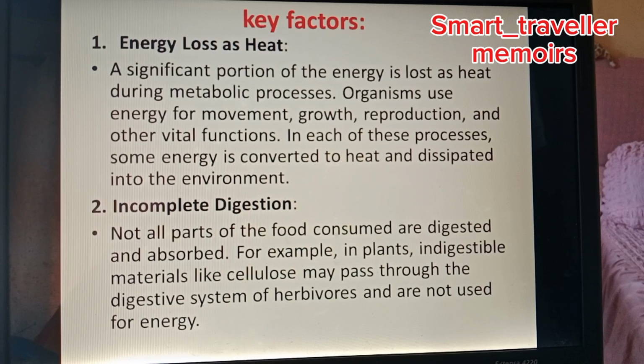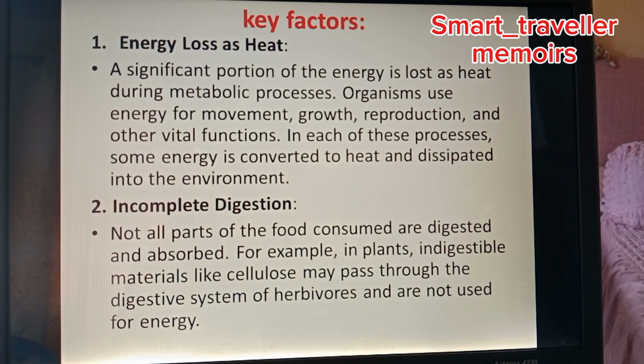Factor number 1 is energy loss as heat. A significant portion of the energy is lost as heat during metabolic processes. Organisms use energy for movement, growth, reproduction, and other vital functions. In each of these processes, some energy is converted to heat and dissipated into the environment.